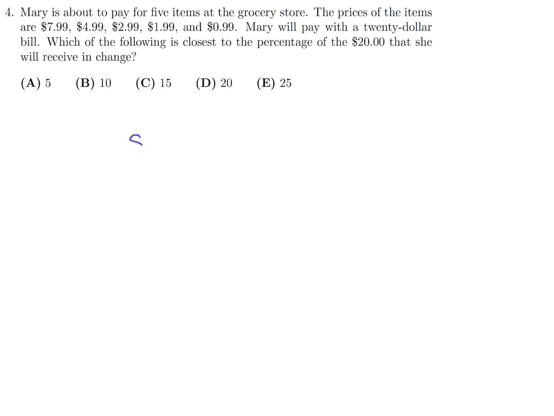So $7.99 is like $8, $4.99 is $5, $3, $2, and $1. So that's pretty much approximate because they're asking for closest, right? We're only off by a penny for each one. So add this all up and you will get $19. So if she gives a $20 bill and she has to pay about $19, she's going to get $1 return in change. And that $1 as a percentage of the $20 is 5%. And that's pretty much all they're asking in number 4. So that answer is A.